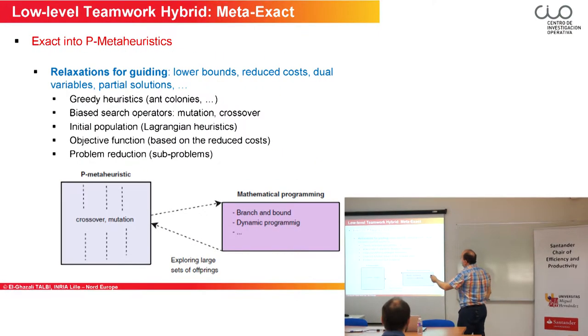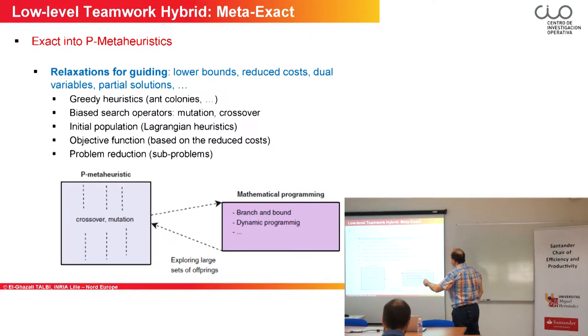Yeah, and now how do we use exact methods in metaheuristics, in population-based metaheuristics? The same thing, you can use relaxation for guiding by using lower bounds, dual variables, partial solutions. As I told you here, in crossover and mutation, you can use those ideas.